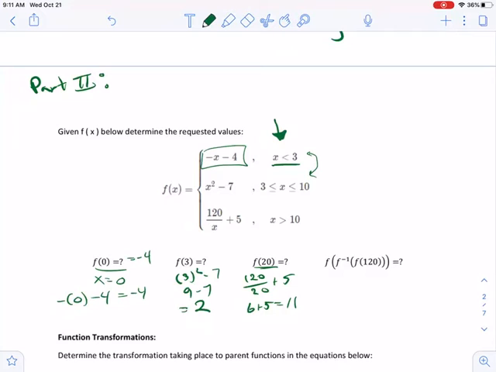This last equation was one of the trickier questions on the assessment, mostly because it relied on understanding that if f is going to map 120 somewhere, then f inverse is just going to map it back to 120. Because they're inverses, they can basically cancel one another out. So this question is the same as what is f of 120. That is going to use my last equation in that piecewise function because we are greater than or equal to 10. So f of 120 is 120 divided by 120, which is 1, plus 5, we end up getting 6. So it was a little bit tricky, and did require that understanding.